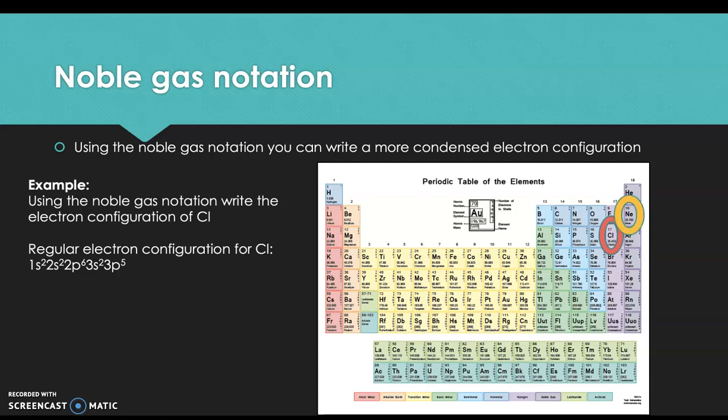We're going to look backwards and we see that neon is the last noble gas before chlorine. We're going to start with sodium to write this electron configuration. So we write neon in brackets since that's the last noble gas, and then we start at sodium with 3s2 and then proceed to 3p5. We stop at 3p5 because chlorine is the 5th element in the third group and in the p block.